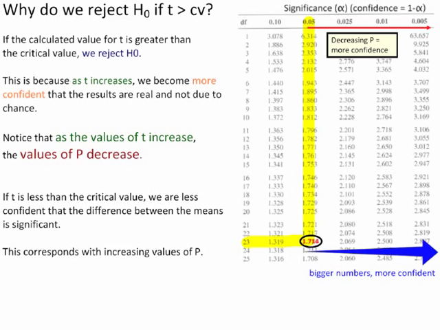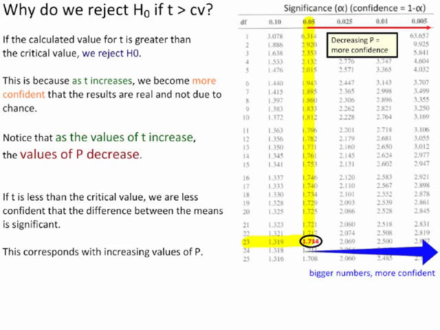Also notice in this table that as the value of t increases, the value of p decreases. If we move from the circled 1.714 that was our result towards the right, we can see that the critical values are going to be bigger, but if we look at the top, the confidence, the value for p is going to be smaller. And the smaller the p-value, the more confident we are.